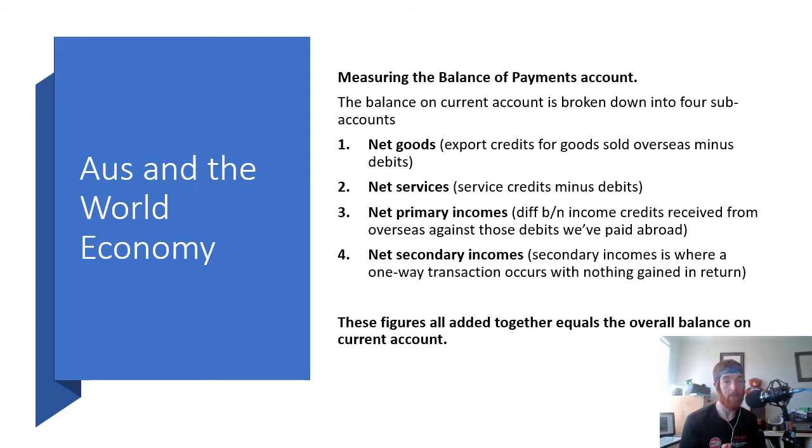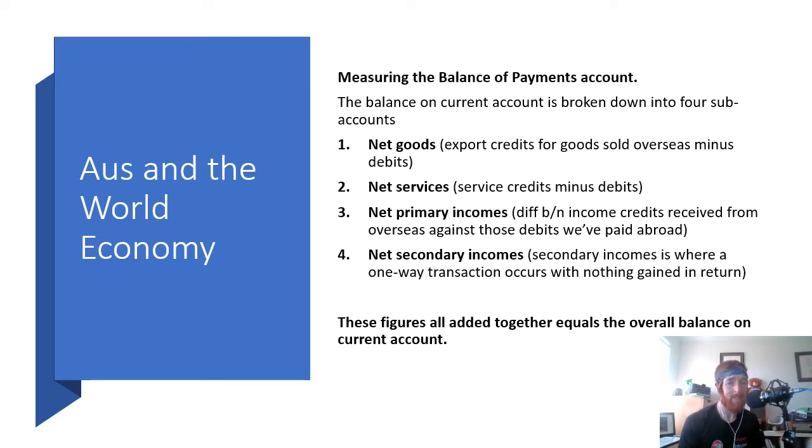And so these figures all added together equals the overall balance on current account. So we just add up the dollar values of all of these accounts, and that ends up being the current account surplus if it's positive, or the current account deficit if it's negative. And so it's relatively simple there.